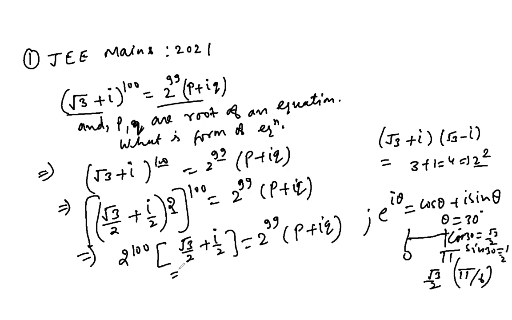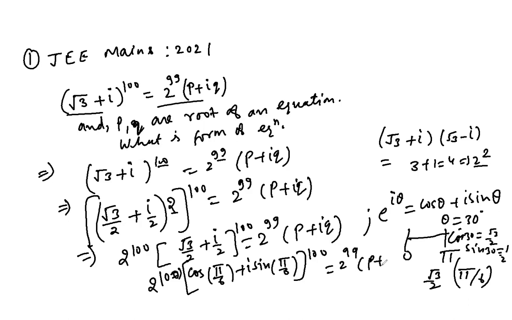So this number can be written as (cos of pi by 6 plus iota sin pi by 6) raised to power 100. Here also we have power 100, and in multiplication you have 2 raised to power 100, and on the right hand side you have 2 raised to power 99, and then p plus iota q. Till this point I think everything is clear. On the left hand side you have 2 raised to power 100 and on the right hand side 2 raised to power 99, so it will cancel out, and you will have 2 on the left hand side. So let's go to the next slide.